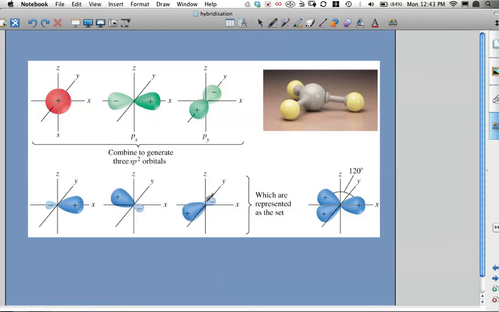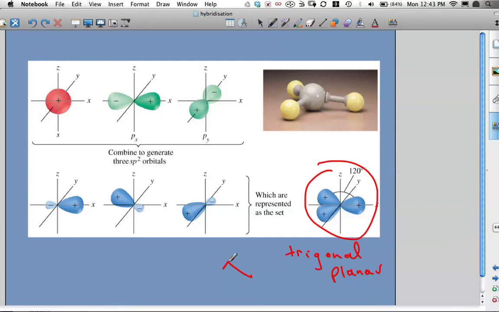And these will form the sigma bonds that we talked about before. Because they repel each other, they will separate out from each other in a triangular planar orientation, and the bond angle will be 120 degrees. So we say that this is trigonal planar, not tetrahedral like before.